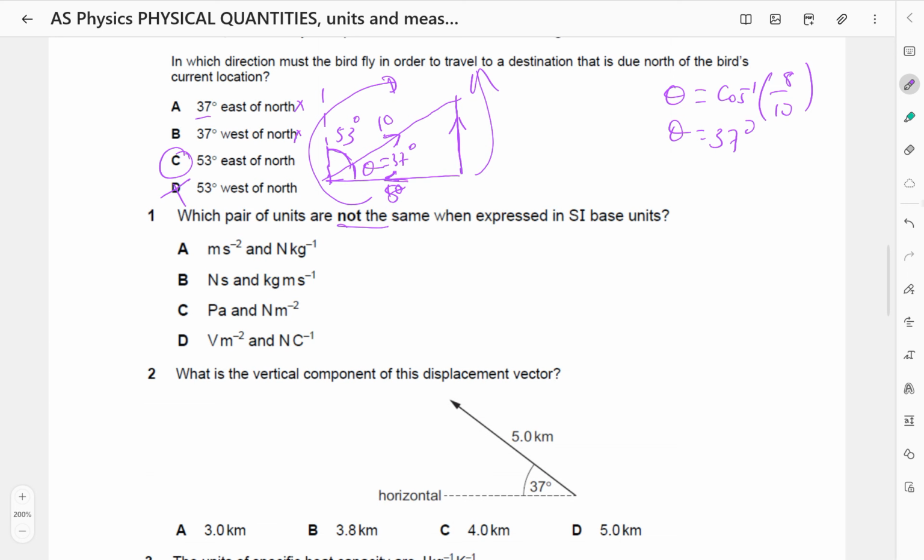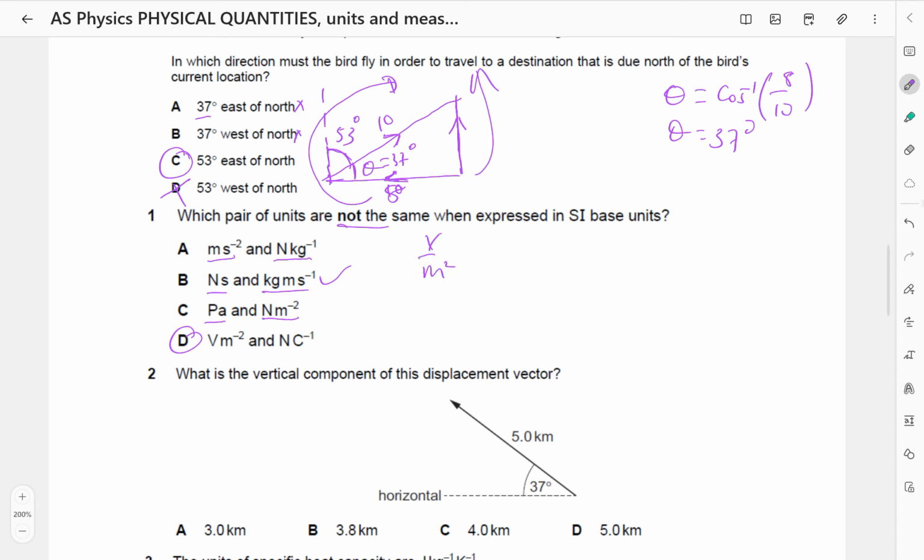Which pair of units are not the same when expressed in SI base units? From experience, because we already know these as units of momentum, they are the same: newton seconds or kilogram meters per second. Acceleration can also be force over mass, which is newtons per kilogram. Pascals is the same as newtons per meter squared, so the answer must be D. Volts per meter and newtons per coulomb, you can check that also.